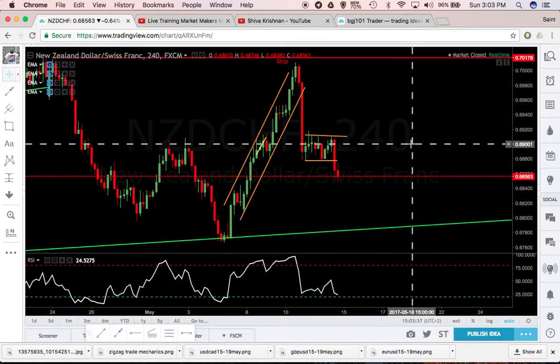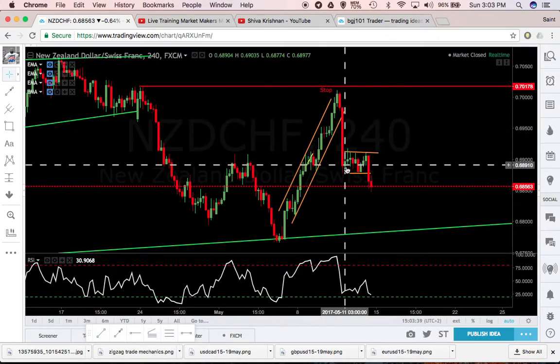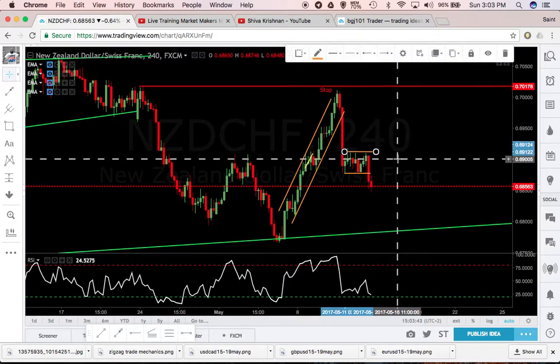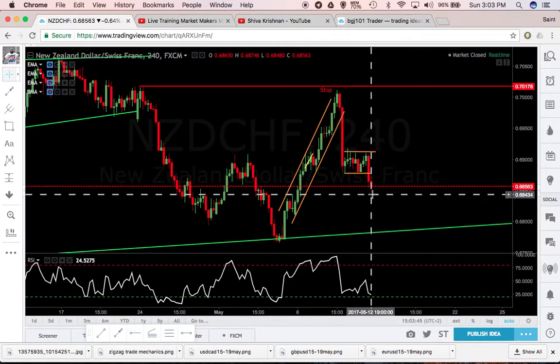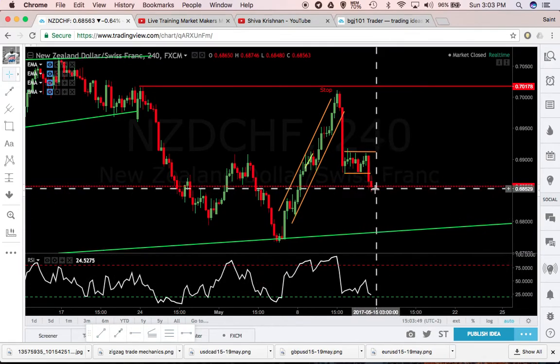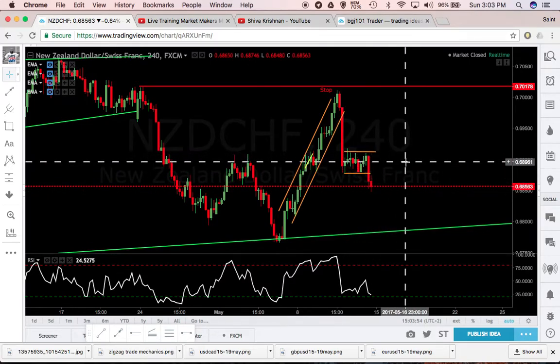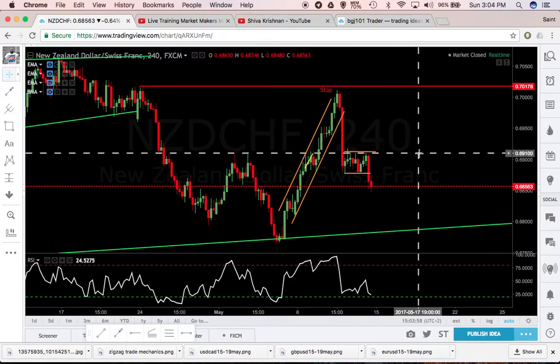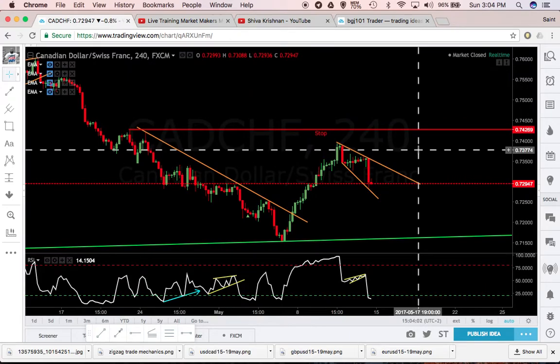New Zealand Chief, finally a nice move out of New Zealand Chief last week. Formed a flag, and then the flag has broken down again. We're looking for a continuation pattern as it is oversold, and a new formation of a new pattern. So we'll see how it goes once market opens, and as normal, we'll update those charts as they come.